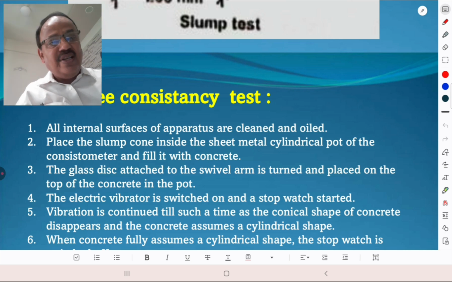The glass disc attached to the swivel arm is turned and placed on the top of the concrete in the pot. The electric vibrator is switched on and the stopwatch is started. Vibration is continued till such a time as the conical shape of concrete disappears and concrete assumes a cylindrical shape.